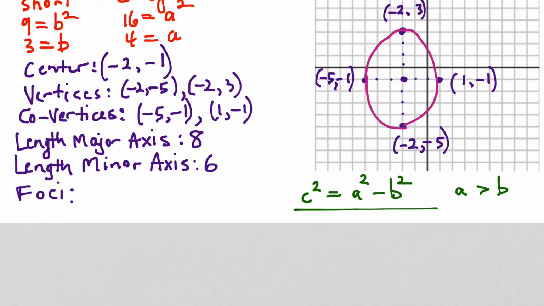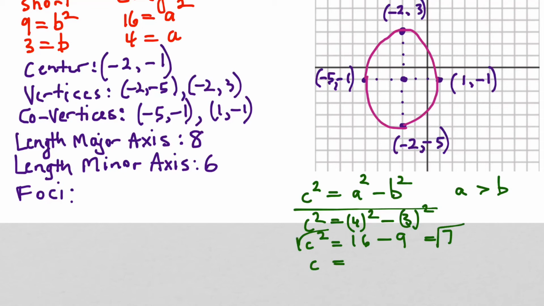So in our case, A is 4 and B is 3. So 4 squared is 16, right? Let me just write it. And then 3 squared. So that's C squared. So that's 16 minus 9. 16 minus 9 is 7. So if I take the square root of both sides, I'm going to get a radical. So that length C is root 7, which is approximately 2.646. But we usually leave it in exact form.